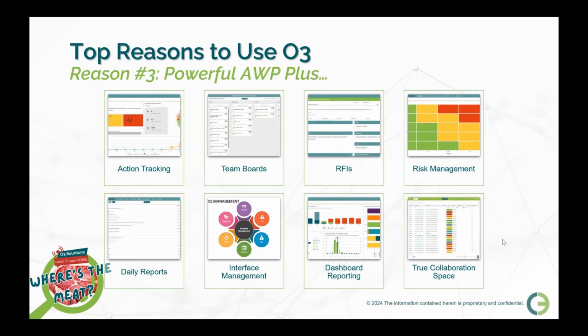So we've been talking a lot about AWP, but AWP is really a project management process, and it needs a strong project management team and a strong project management tool sitting underneath it to make it effective. So O3 offers digital project management capabilities. So this is things like action tracking or team boards.